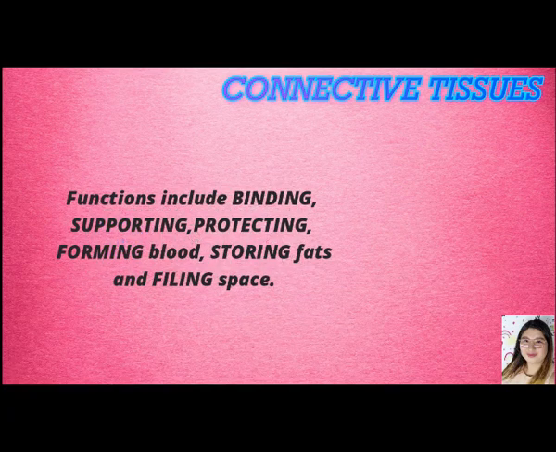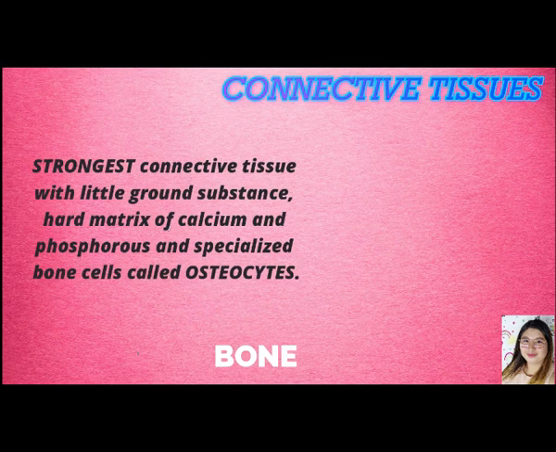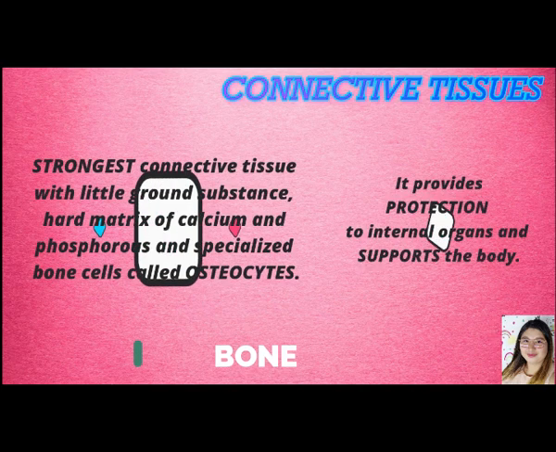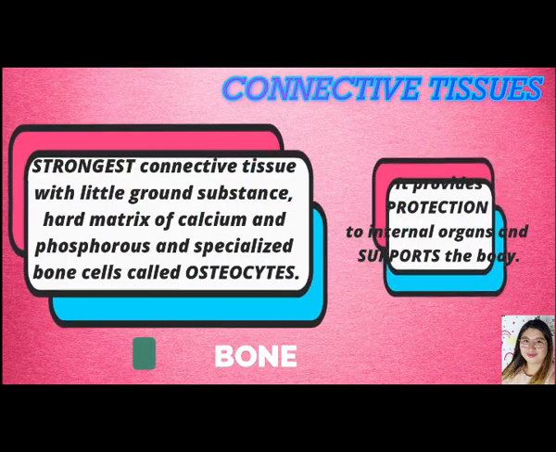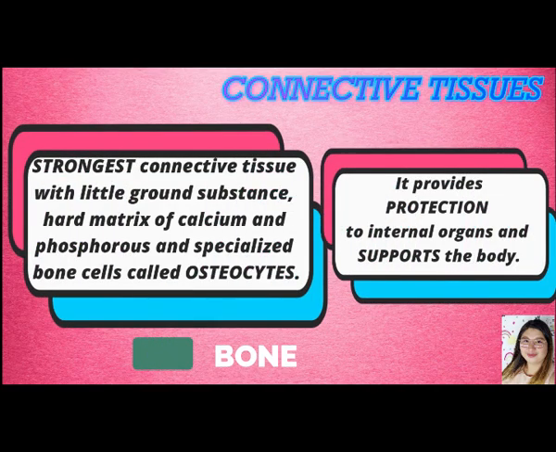The first example of the connective tissue is our bone. Okay, so our bone is the strongest connective tissue with little ground substance, hard matrix of calcium and phosphorus, and specialized bone called osteocytes. So our bones have osteocytes in them para makapag-produce ng more bone cells. So it provides protection to internal organs and supports the body.